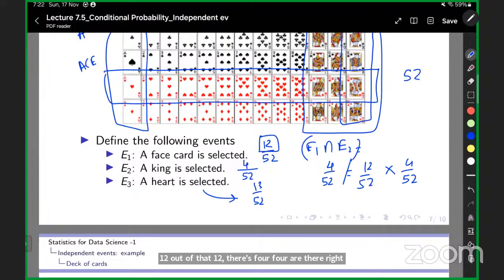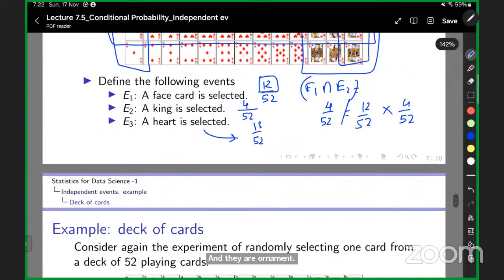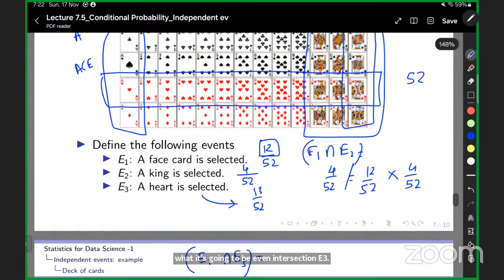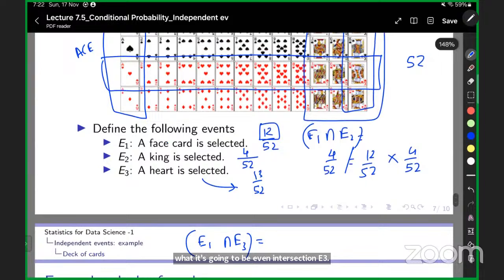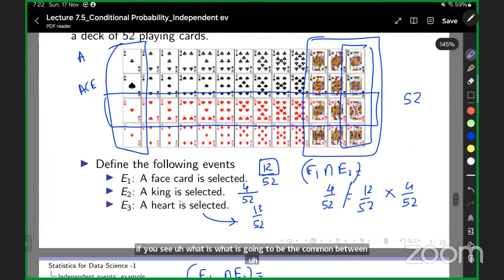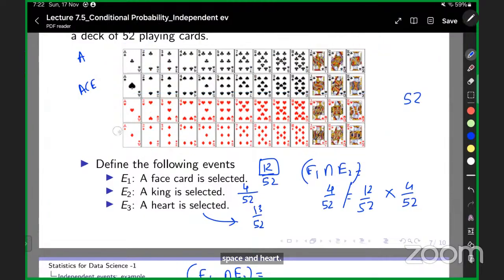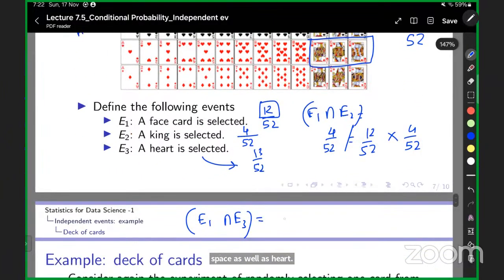Now a face card is selected and a heart is selected. Now what is it going to be? E1 intersection E3. So if we see what is going to be the common between face and heart? How many are there? If I draw this, three, right? Face as well as heart, correct? So face as well as heart are going to be 3 out of all the 52 cards.